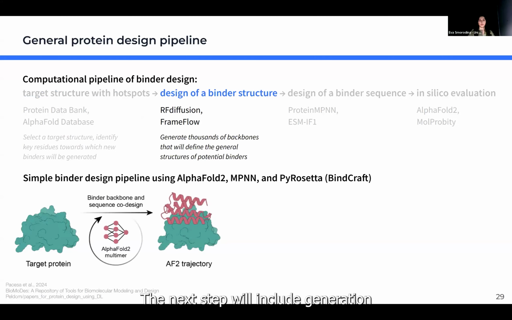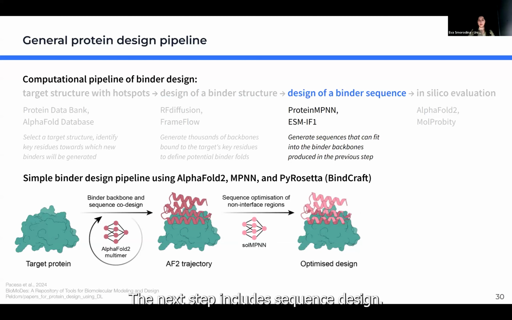The next step will include generation of the general binder structure. You can use such tools as RFdiffusion. I think it's the most commonly and widely used. I will talk a bit more about it later. This step generates the general backbone of the binder. And actually, you will generate thousands of them to make sure that a fraction of them will be successful.